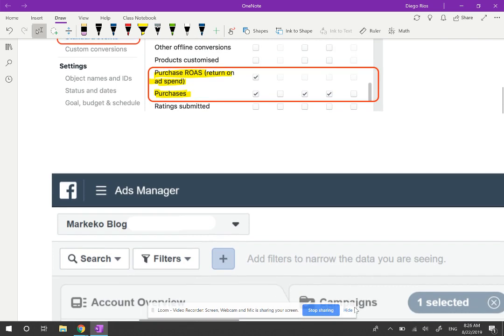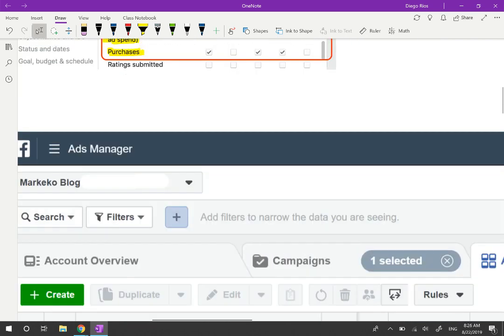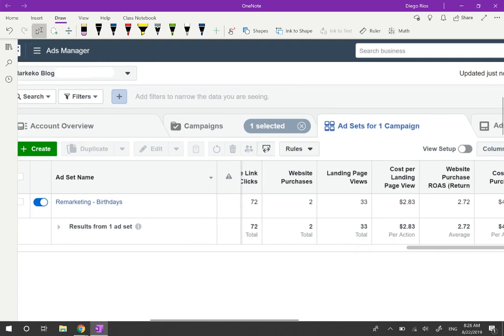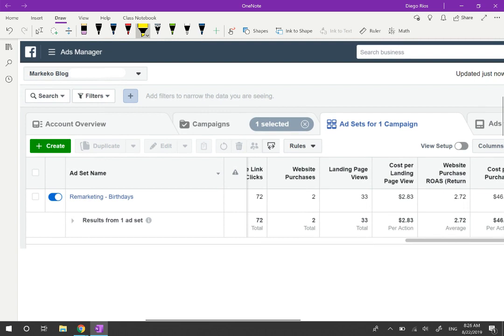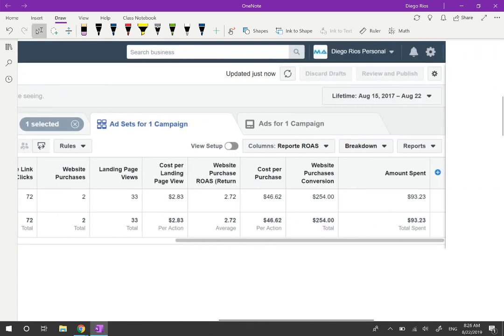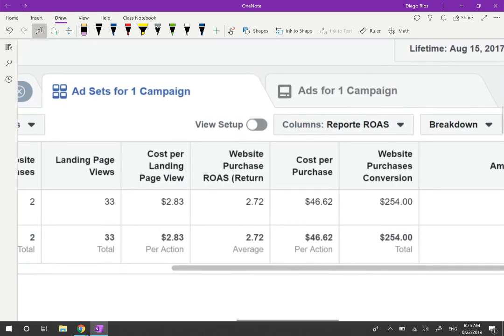If you want to look at a report, right? So when you go into return on ad spend and you add those metrics, right? So here I'm at the ad set level, but you can do this at the campaign level and also at the ad level. What you're going to see is you're going to have your normal metrics, right? Landing page view, cost per landing page view, and here you have website purchase return on ad spend. You're also going to have your cost per purchase and your website purchase conversion, right?